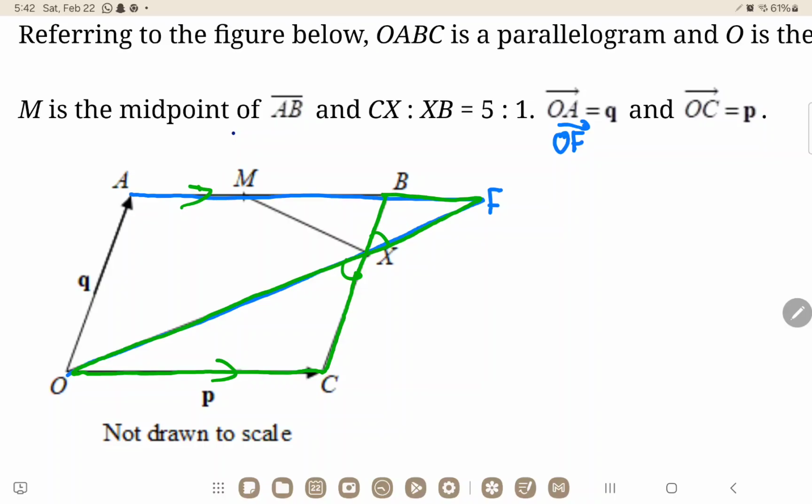Now, what do we do because they're similar? Because they're similar, it means that their sides are proportional to each other. So how do we now solve a question like this? We first write down the ratios. So CX over XB. So CX, this part, over XB equals OX over XF.